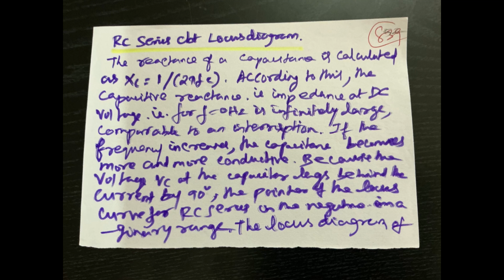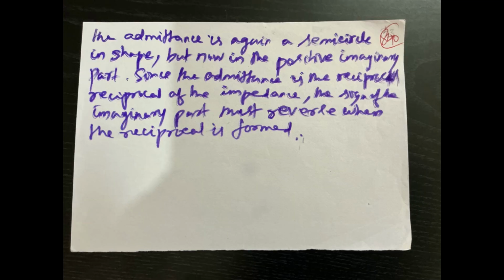The locus diagram of the admittance is again a semicircle in shape, but now in the positive imaginary part. Since the admittance is the reciprocal of the impedance, the sign of the imaginary part must reverse when the reciprocal is formed. In admittance, the reciprocal of the impedance waveform.